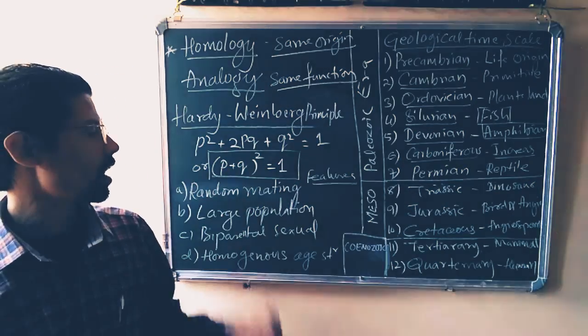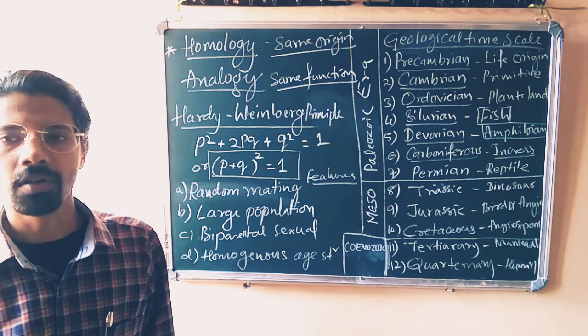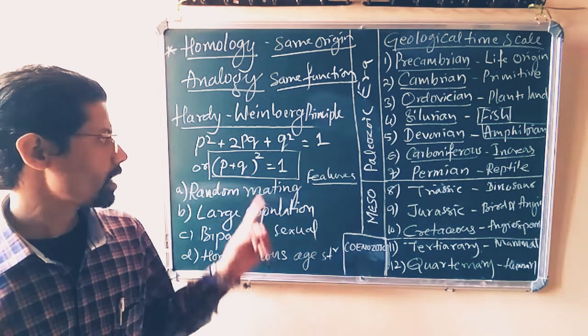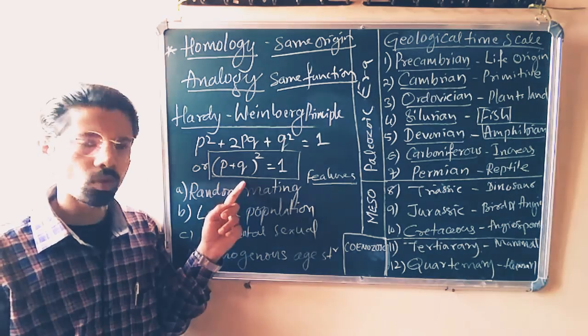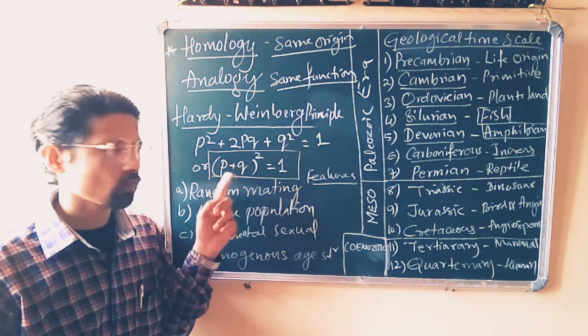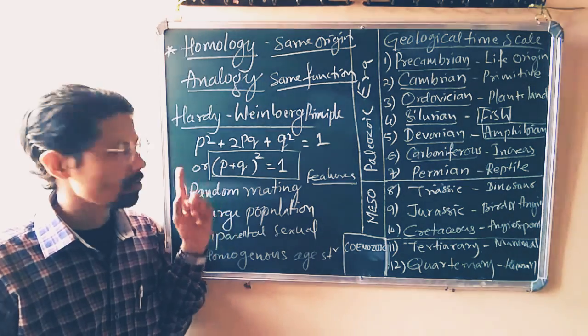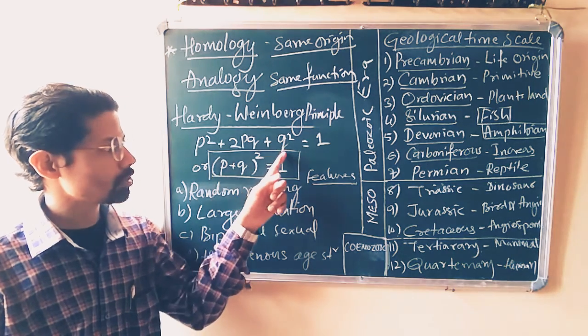Continuation of this is Hardy-Weinberg's principle of equilibrium. We can quote it with the equation (p + q)^2 = 1, or p^2 + 2pq + q^2 = 1.